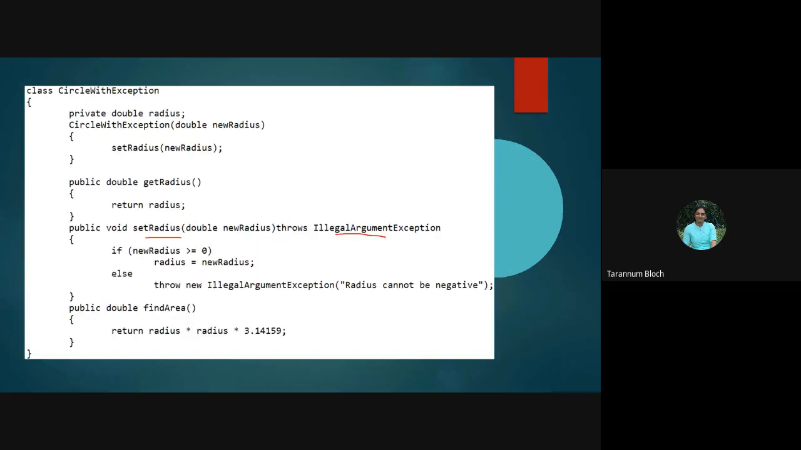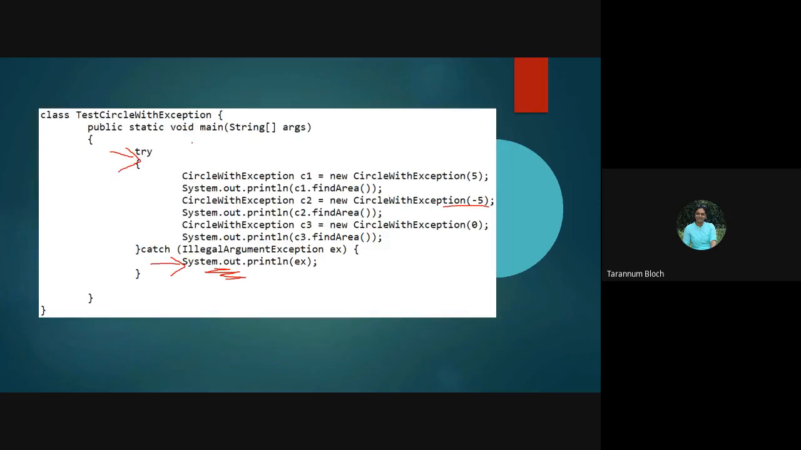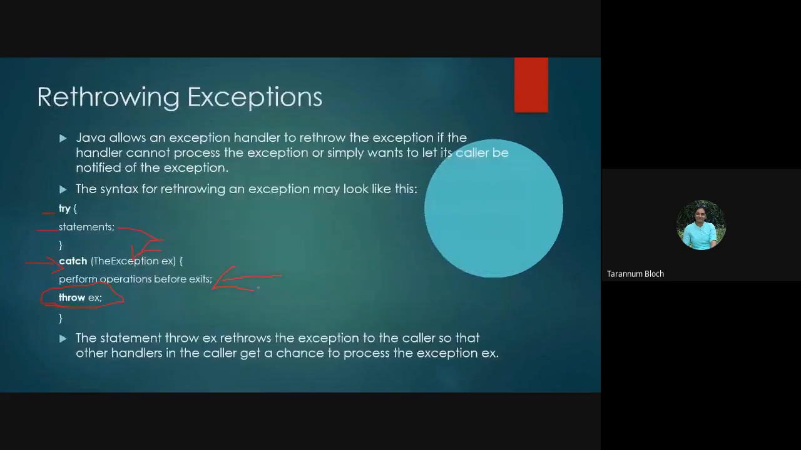Right now, what is being done over here? Here setRadius is throwing an exception, this is the called method, and this method is called by the main method, right? So what is happening? Main method is not getting any chance. It is just simply displaying the message. But suppose the main method wants to handle this thrown exception. In that case, the main method should have a chance to work on it, right? So we have a rethrow, just to allow the other handlers in the caller to get a chance to process the exception, right?